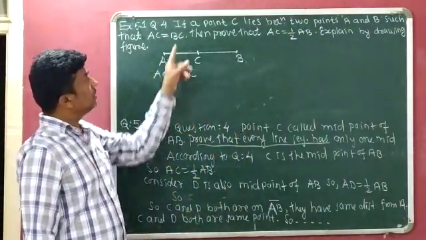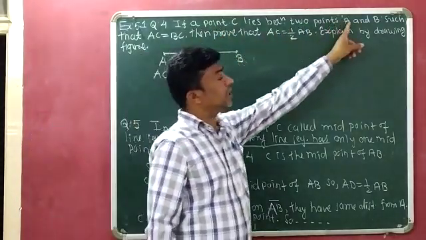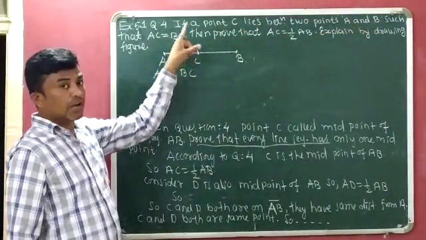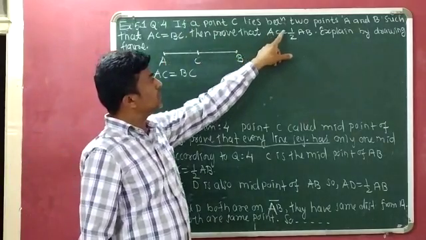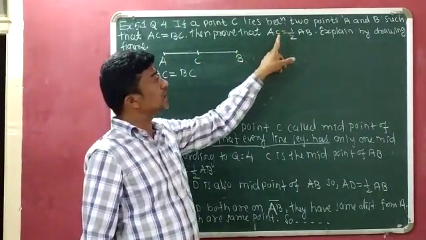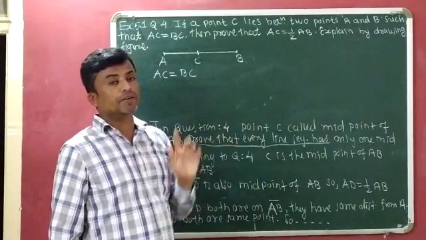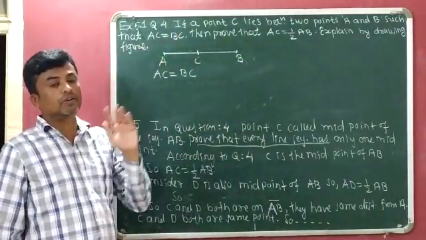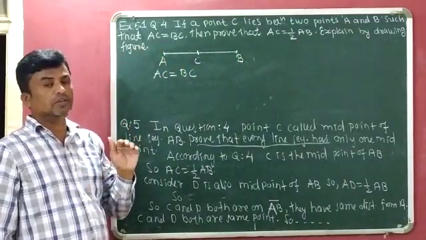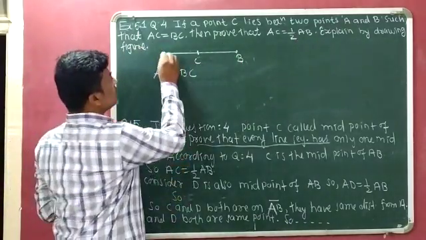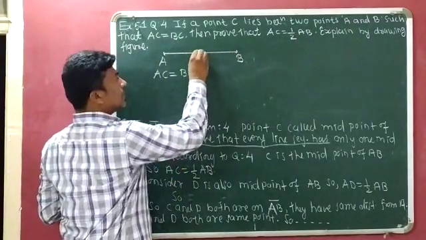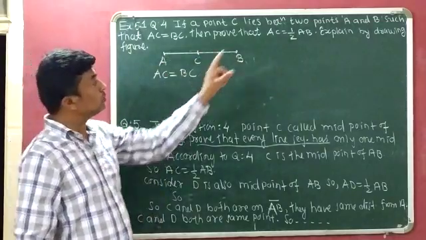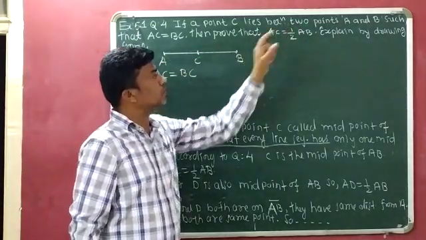So see children, here point C is available between A and B in such a way that AC is equal to BC, and we have to prove that AC is equal to 1 by 2 AB, means AC is equal to half AB, and explain by drawing figure. So first we will draw the figure. See children, figure already I drew. This is line segment AB and point C is available between A and B. Now we will prove AC is equal to 1 by 2 AB.